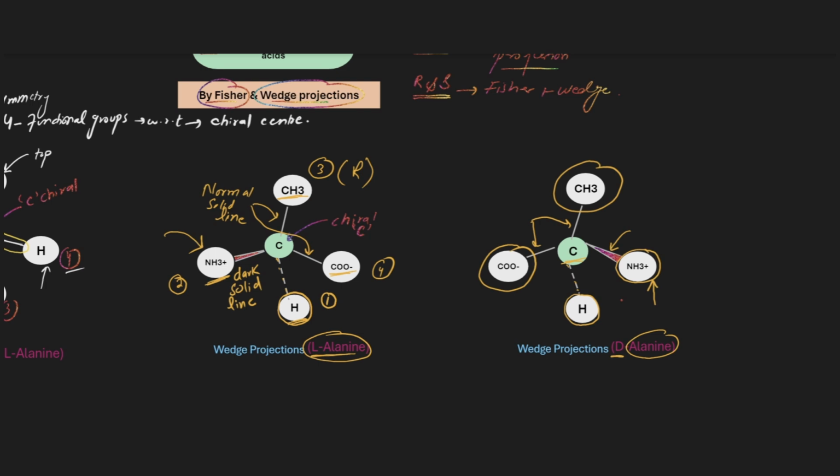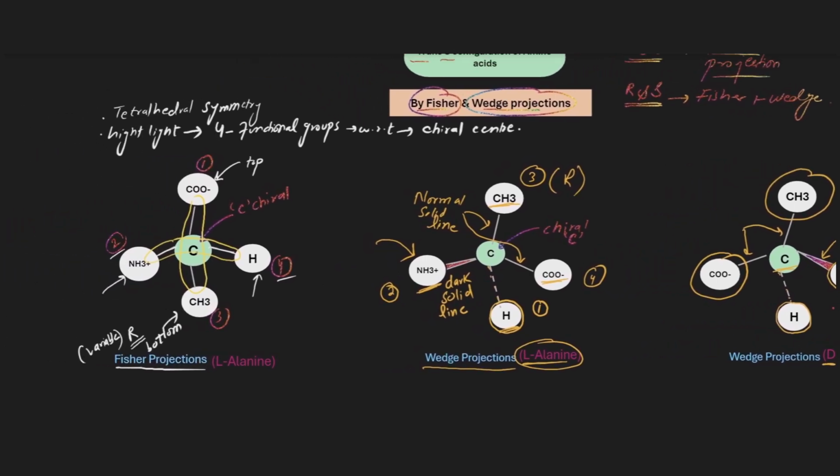So this is the structure of D-alanine in the wedge projection form, and this is the structure of L-alanine in the wedge projection form. And similarly, this is how L-alanine is represented in the Fisher projection. And again, you know that in the D-alanine form, the amino group will be on this side, and there will be the hydrogen. We have discussed this many times in our previous lectures.